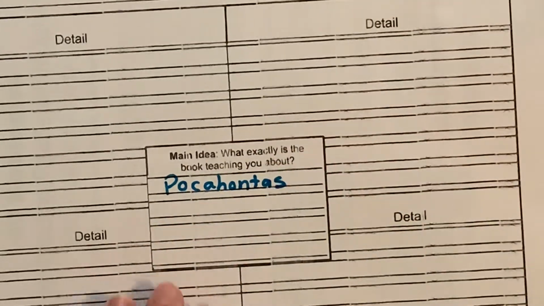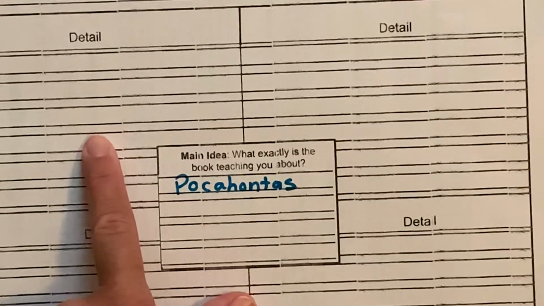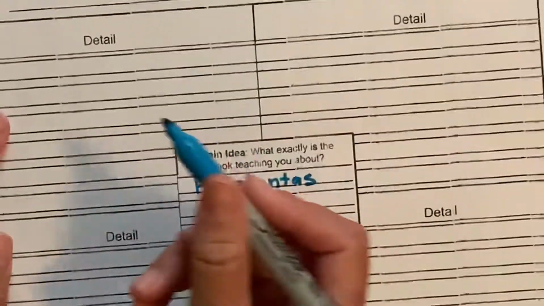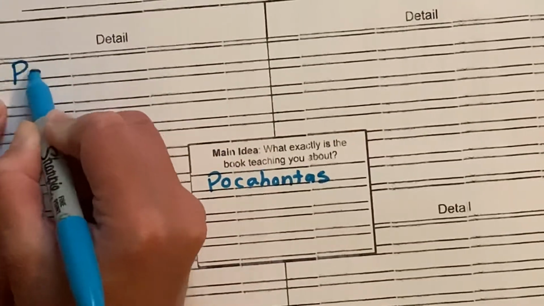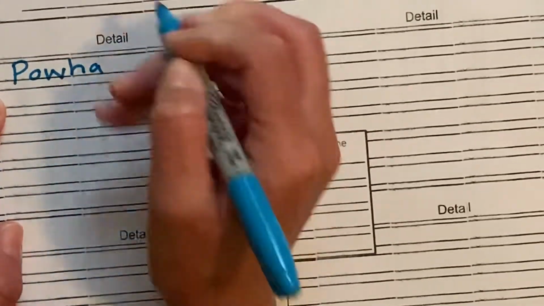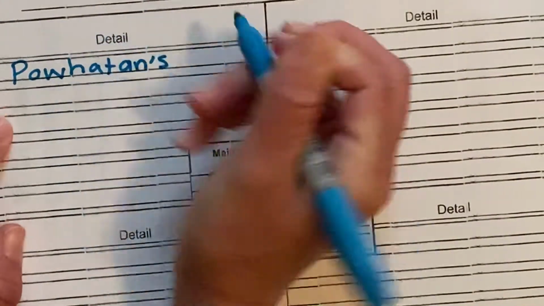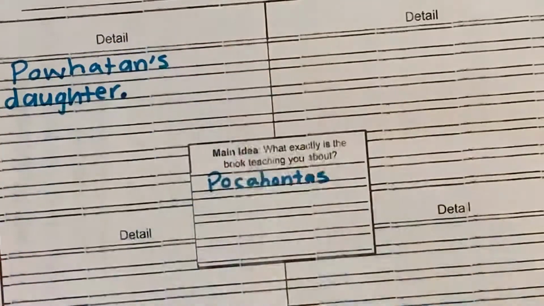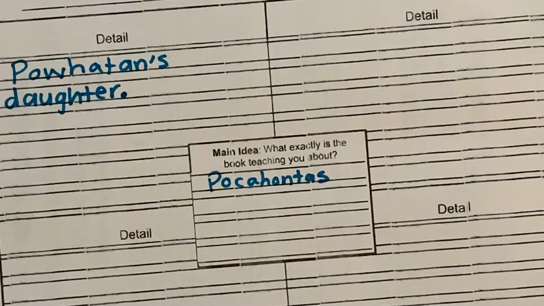So I will give you a few seconds. I want you to share out loud one detail from the story that you remember. What was one detail from the text? So I remember from the text that Pocahontas was Powhatan's daughter. So under details, I'm going to write Powhatan's daughter. I'm still starting with a capital letter and ending with a period.